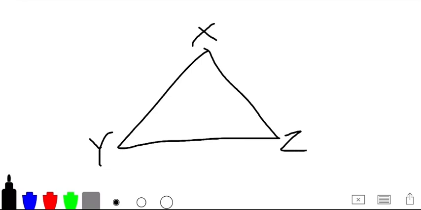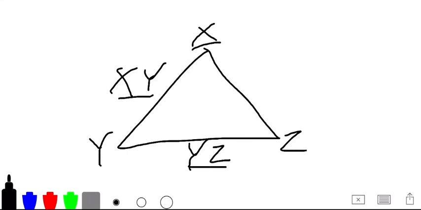There's also another common way to label sides. You can use the capital letters of the 2 vertexes the side connects with. So for example, this side could also be labeled as XY in capital form because X and Y are the vertexes of this triangle. And then for this side, we can call it YZ, uppercase. And then this side, of course, it'll be XZ. This is just an alternative way you can use to label the sides of this triangle.